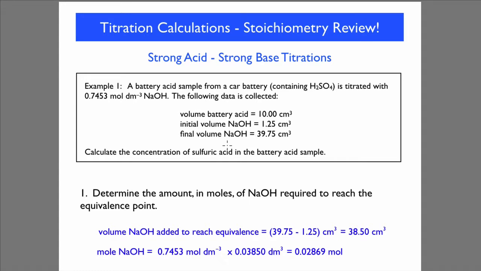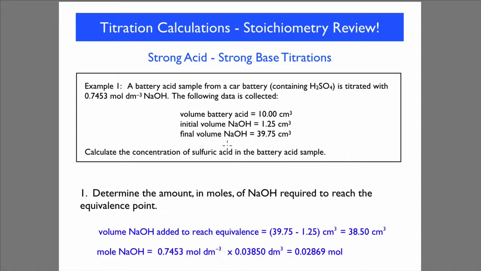Strong acid and strong base titrations. Some titration calculations. If you've got a battery acid sample from a car battery, with H2SO4 being titrated with 0.7453 molar sodium hydroxide, the following data is collected. Got 10 centimetre cubed of battery acid. The initial volume of NaOH is 1.25. Final volume of NaOH 39.75. We've got to calculate the concentration of sulfuric acid.